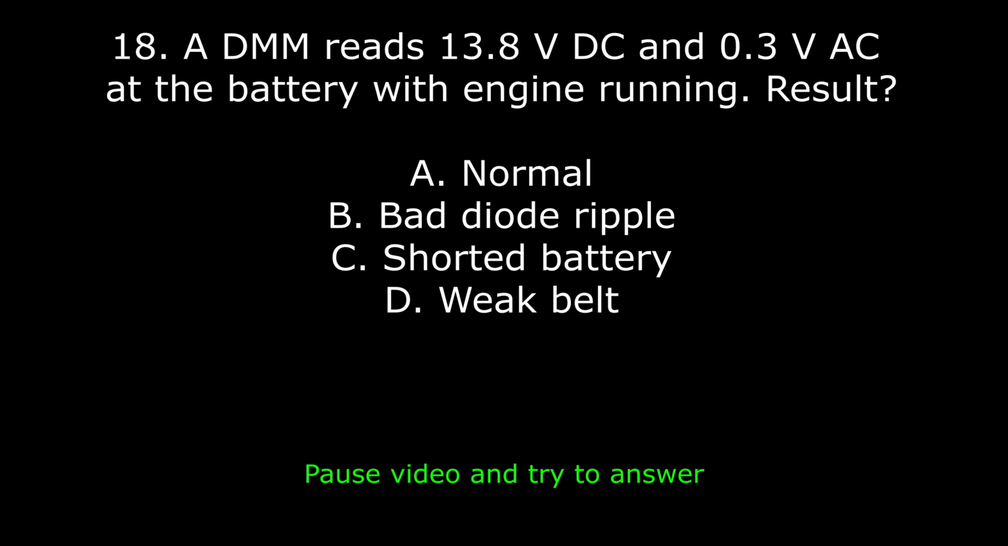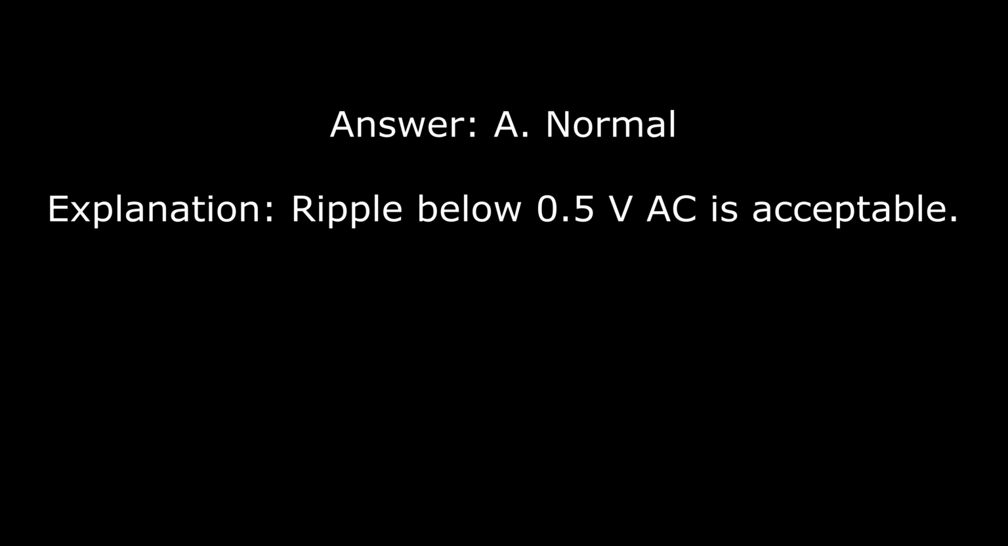18. A DMM reads 13.8 volts DC and 0.3 volts AC at the battery with engine running. Result: A. Normal. B. Bad diode ripple. C. Shorted battery. D. Weak belt. Answer: A. Normal. Explanation: ripple below 0.5 volts AC is acceptable.